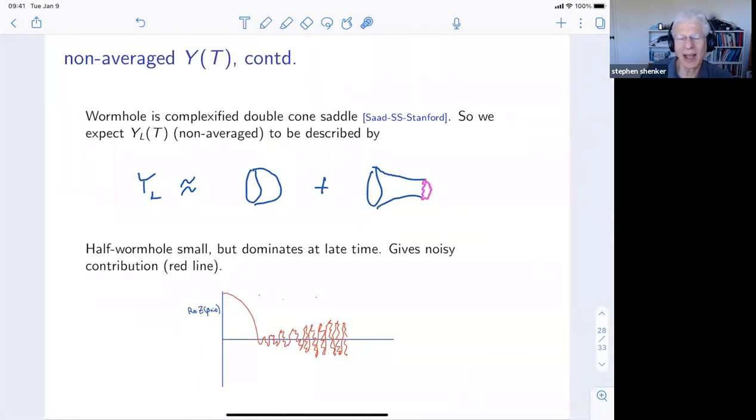So I think maybe I have a lot more to say, but I'm going to stop after this slide for questions, and then we can go on from there.